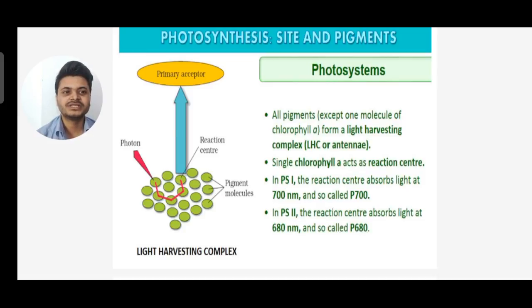In PS1 the reaction center absorbs light at 700 nanometer, and so it is called P700. And in PS2 the reaction center absorbs light at 680 nanometer, that's why it is called P680.